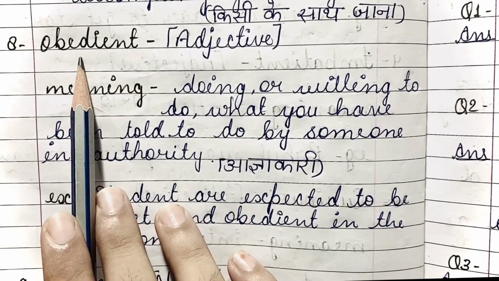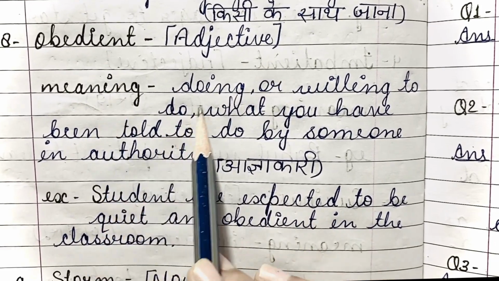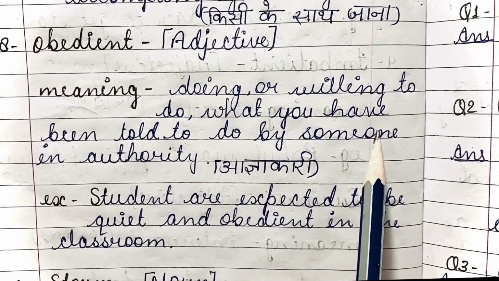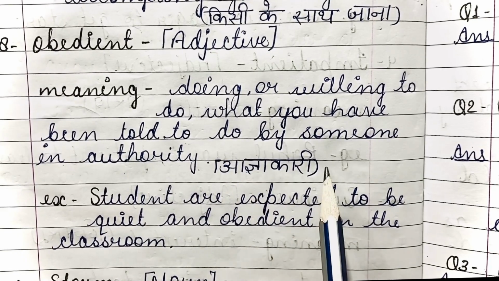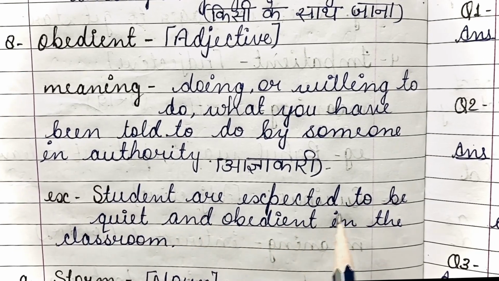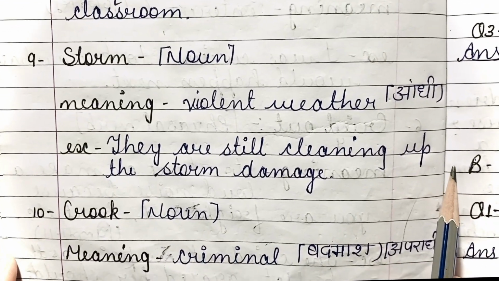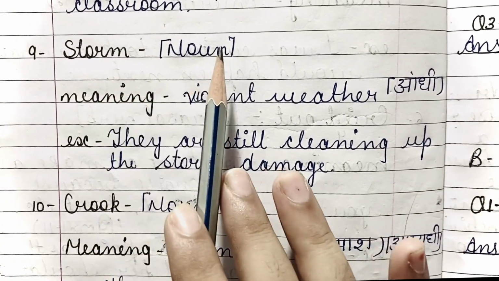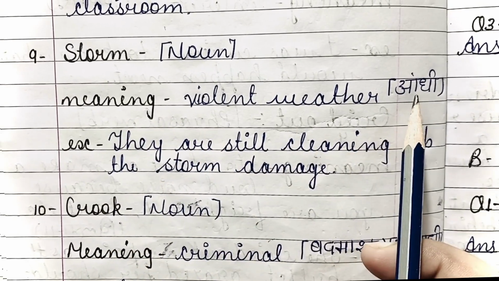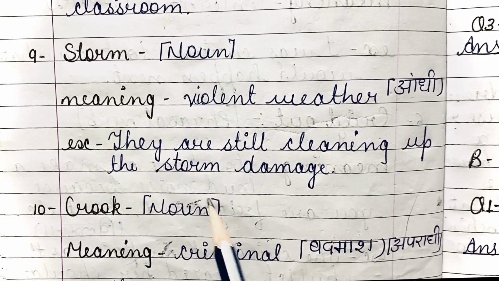Next word is obedient. Obedient is an adjective. The meaning of this word is doing or willing to do what you have been told to do by someone in authority, means आज्ञाकारी. And the example for this word is: students are expected to be quiet and obedient in the classroom. Next word is storm, and storm is a noun and the meaning of storm is violent weather, means आंधी. The example for this word is: they are still cleaning up the storm damage.